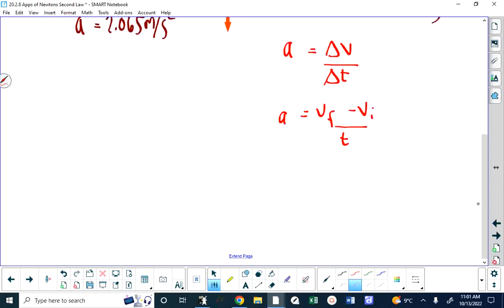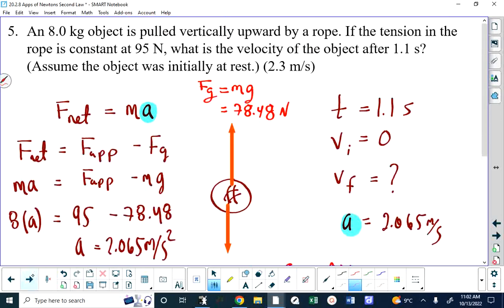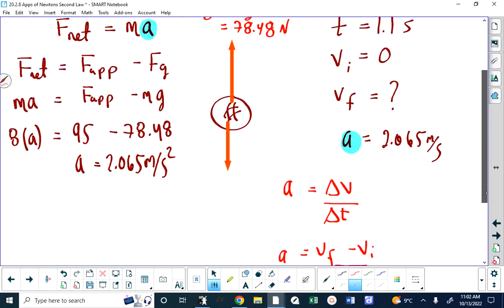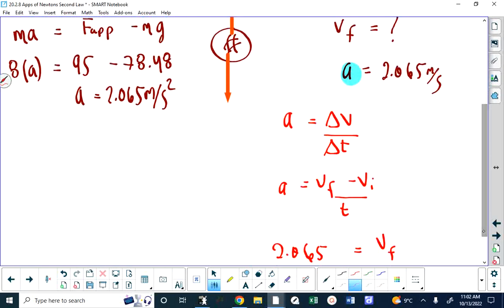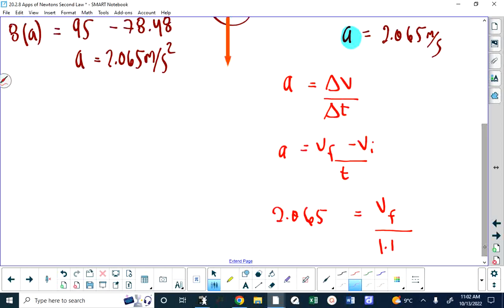So now we can solve the problem. We take that acceleration of 2.065 meters per second squared. This is equal to VF, which we want to find, over the time of 1.1 seconds. Nate, why did I not put VI here? Right. So we cross multiply and you get to 2.3 or whatever it is. Yeah, 2.3. Does that do it for you? Any other questions?